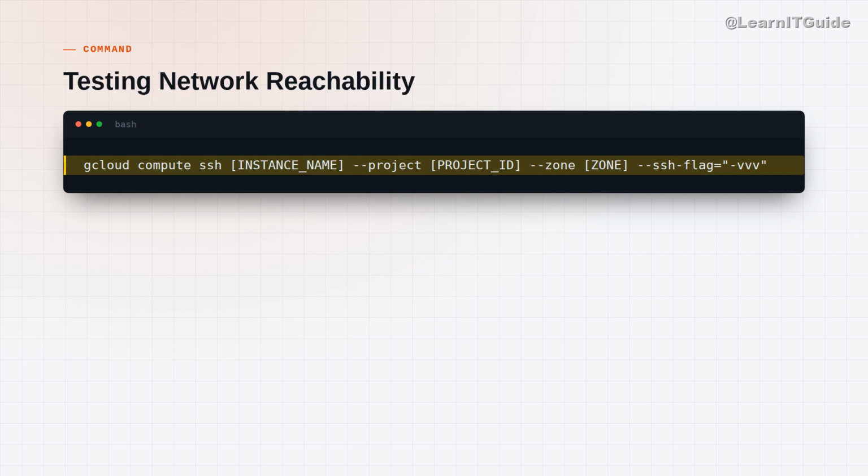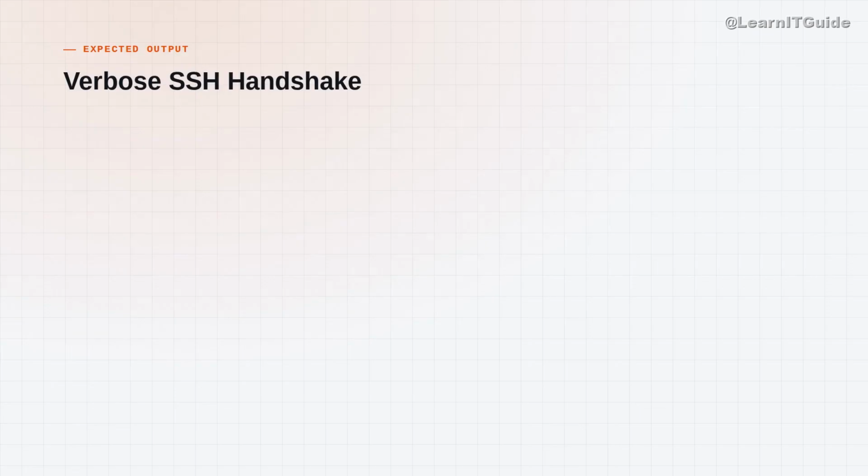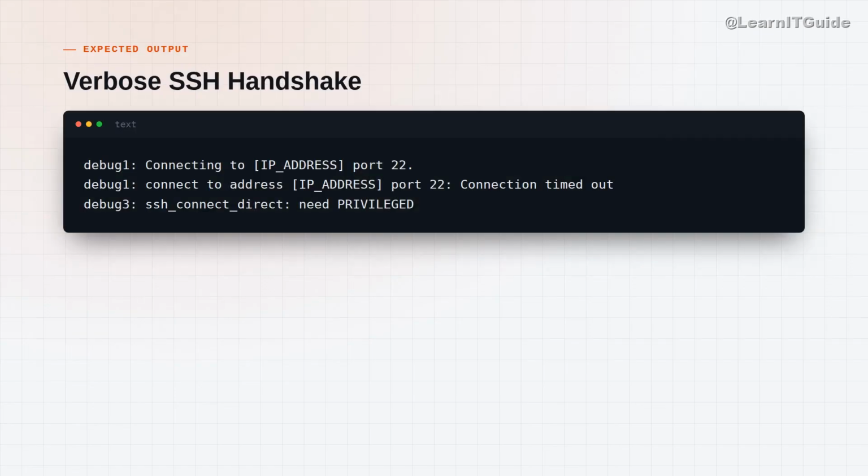Let us look at the expected output. Here is the output you get with that verbose flag. If you see a connection timed out error, it means the network traffic is blocked or the instance is down. If you see permission denied, it means your SSH keys are not recognized by the metadata server. This is the first step in narrowing down your problem. Let us move to the next common issue.